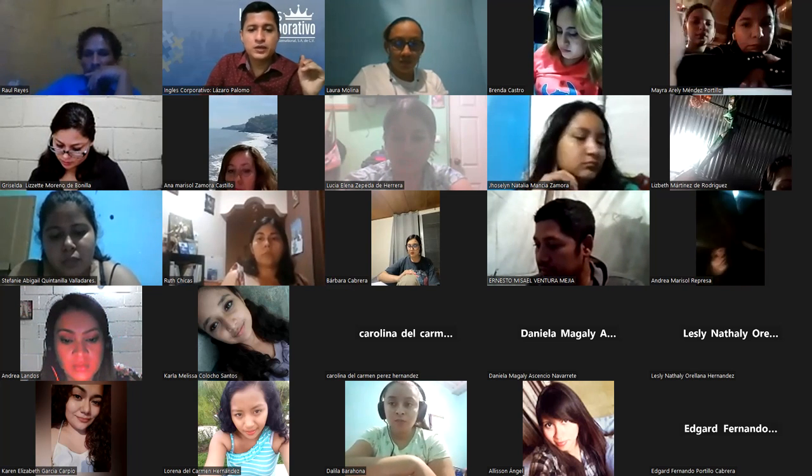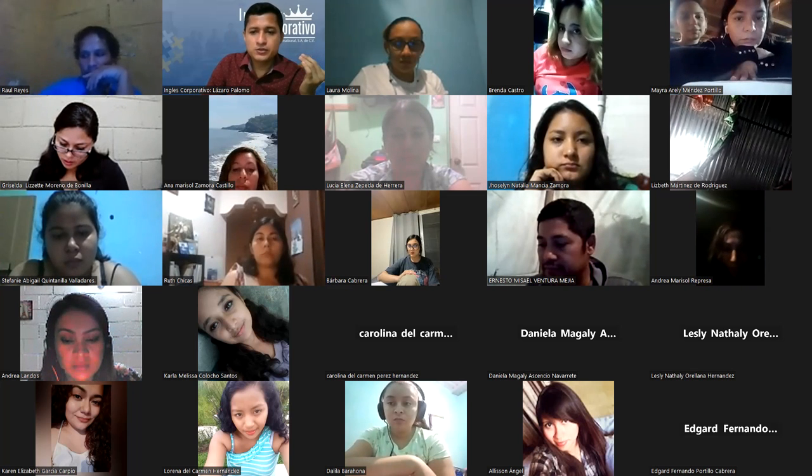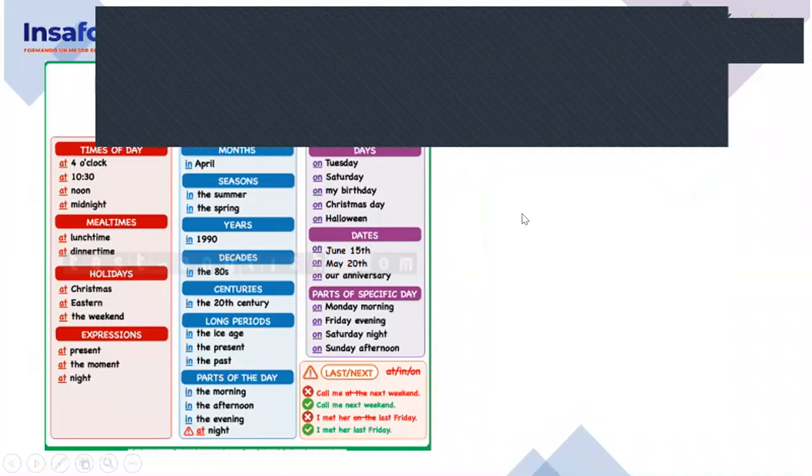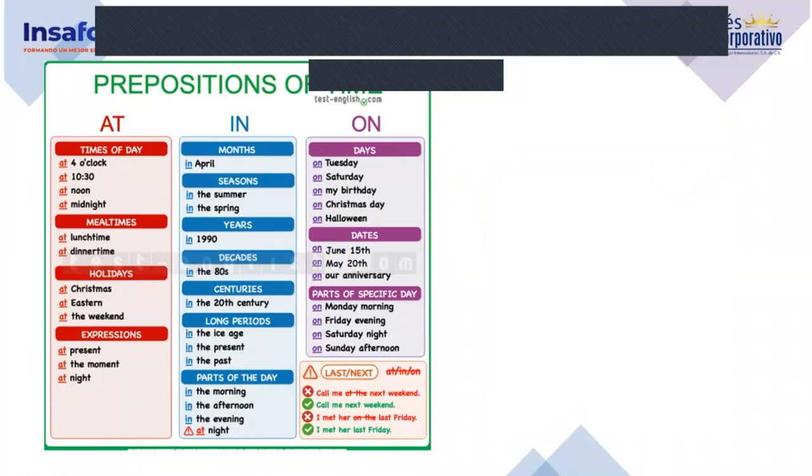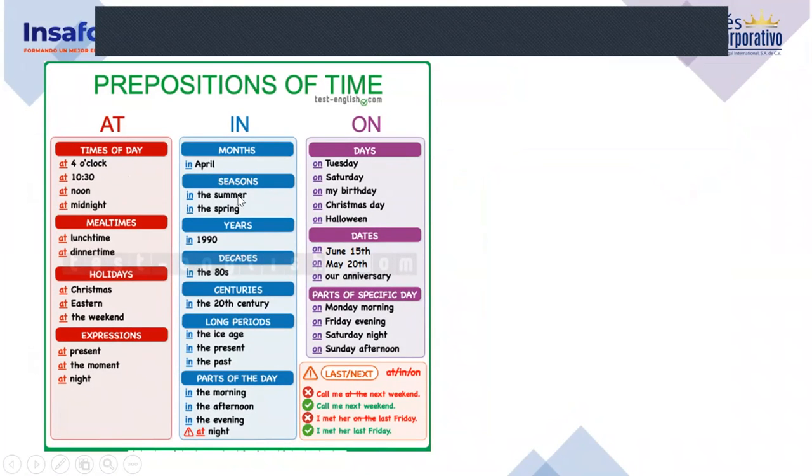Okay, just a few more examples about this one, time expression, and how do we use this thing, which is this one. Okay, here we have some prepositions of time. Again, tenemos different things. Ahorita estamos con preposition of time. En otra ocasión puede ser preposition of place. Okay, ahorita vamos con time. If you notice, we have at with this time. Okay. Times of the day, meal times, holidays, and expressions. In goes with month, seasons, years, decades, centuries, long periods, parts of the day. And we have on with days, dates, parts of a specific day. And we have these typical expressions that we don't use things like this one. This is an irregular thing. Okay. So if you notice, this is the way you are going to use these ones. Okay. Again, how do we learn these ones? By using it. Okay.